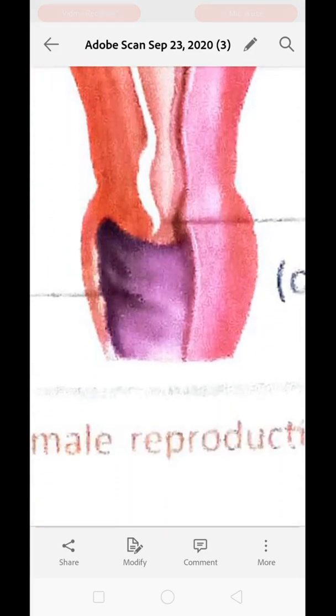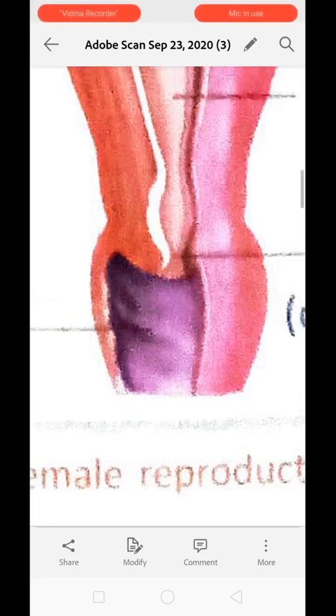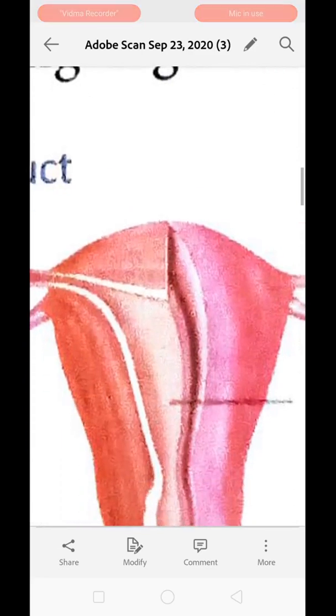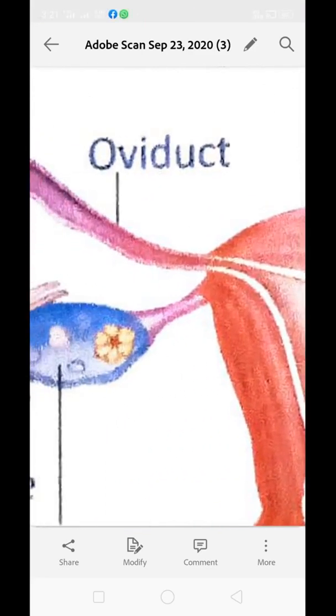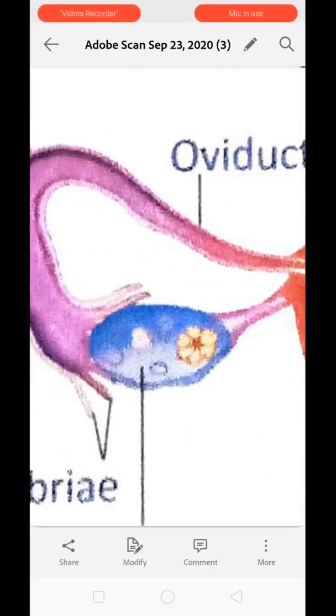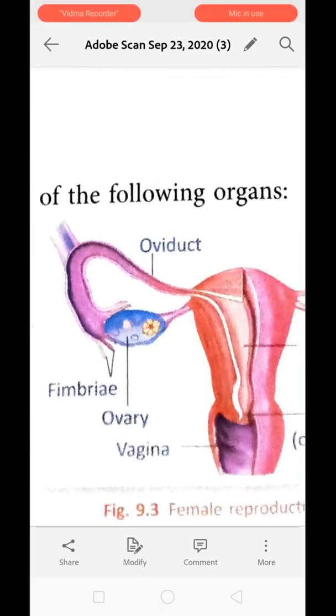The uterus opens into a wide muscular tube called the vagina, which receives the sperm for the fertilization of the ovum. The sperms are released in the vagina and they pass through the uterus and ultimately reach the oviduct and then fertilize the ovum. Understood? Now, ovulation.